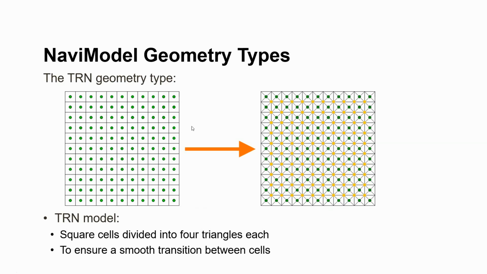TRN geometry here. We have square cells. We subdivide them into triangles to the right here in order to ensure a smooth transition between cells. So we're introducing corner points here, and they are, of course, the average of the cells that they are neighboring.